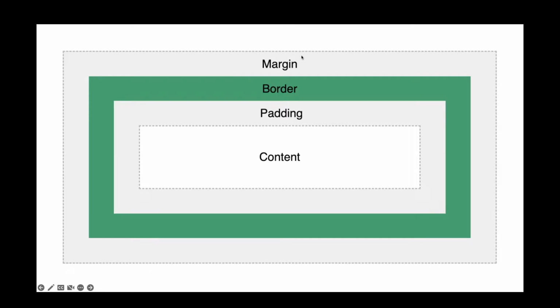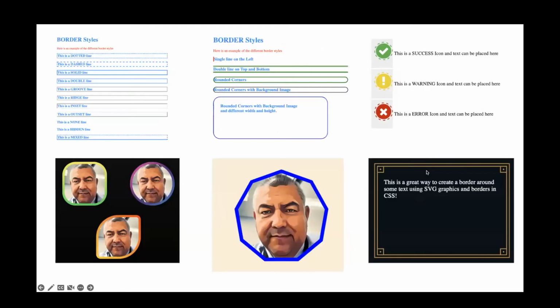If we have text or images, it doesn't matter. As long as it's an HTML element, there'll be a margin between the elements, between one paragraph and the other, between one paragraph and an image, and so on. And then we have the border, padding and content. And we can control each one of these. So this is the model that we'll use from now on in all examples in this tutorial.